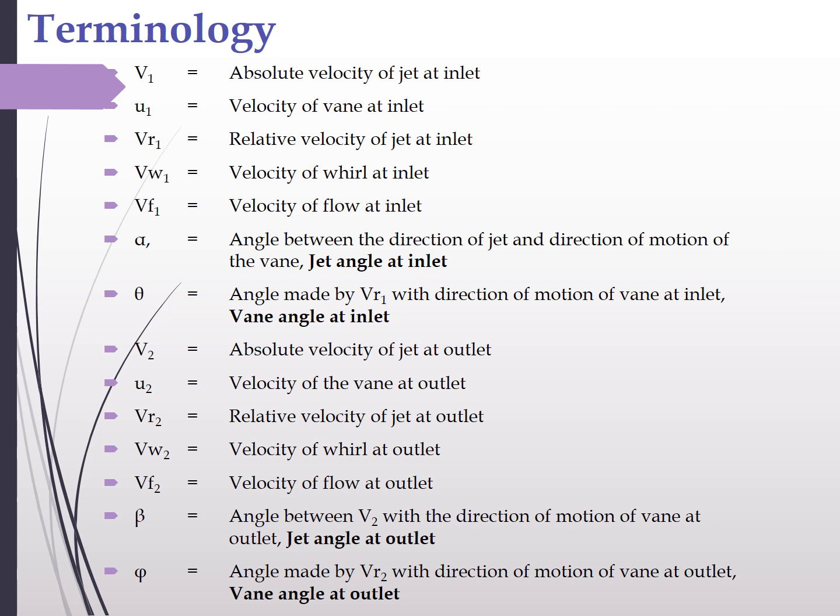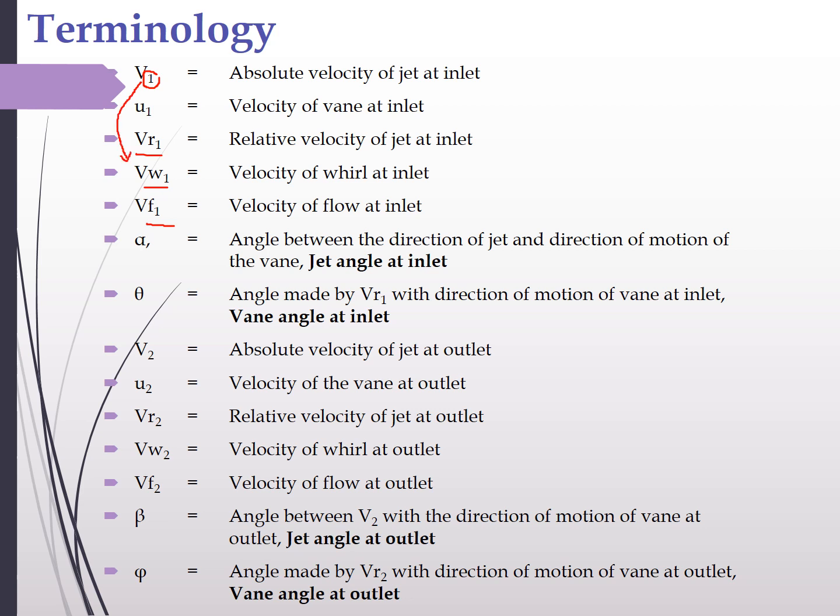So in this slide we will discuss the terminology. The subscript 1 indicates the inflow conditions. So V1 is the absolute velocity of the jet at the inlet, U1 is the velocity of the vane at the inlet, VR1 is the relative velocity of the jet at the inlet, VW1 is the whirl component of the velocity, and VF1 is the flow component of the velocity.